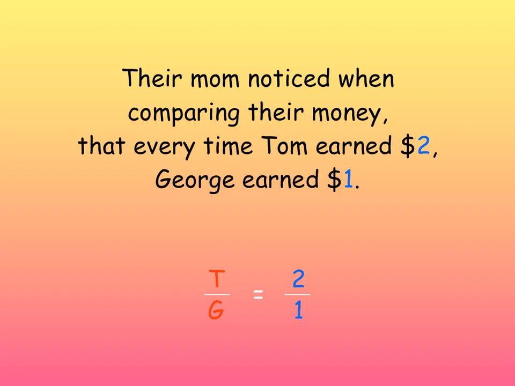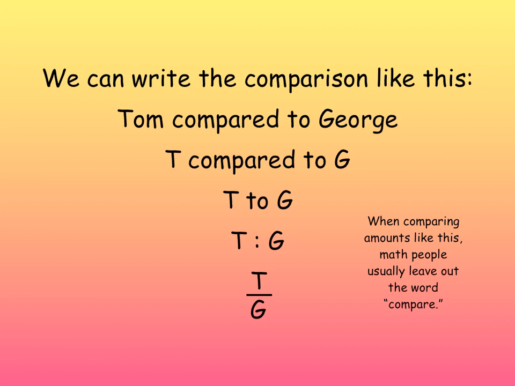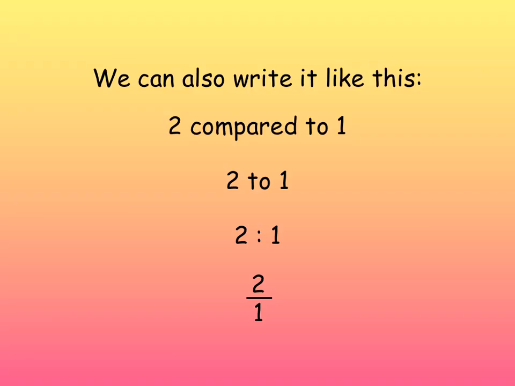Their mom noticed when comparing their money that every time Tom earned $2, George earned $1. We can write the comparison like this: Tom compared to George, or T compared to G. Or you can leave out the word compare, T to G. When comparing amounts like this, math people usually leave out the word compare. Go figure. We can also write it like this: 2 compared to 1, 2 to 1.